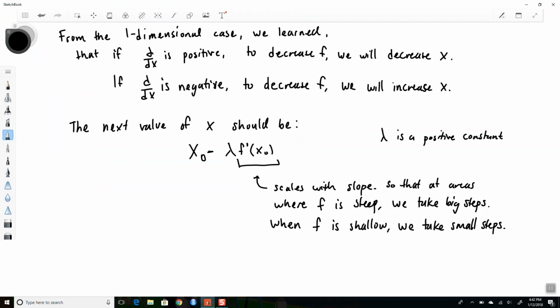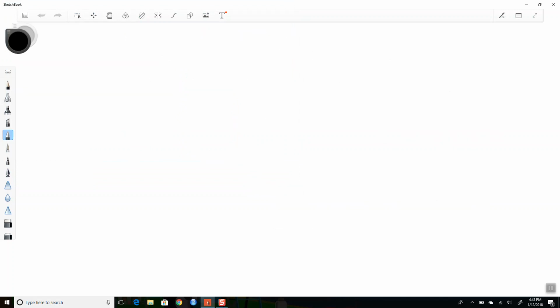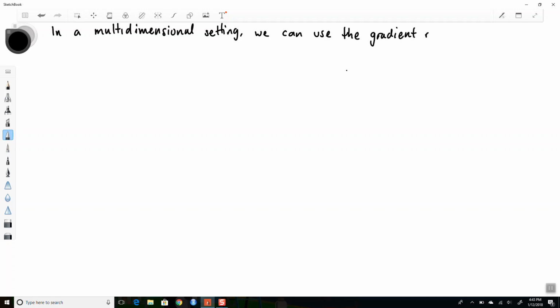So this was the one-dimensional case, and all I'm basically going to do is replace the derivative with the gradient, and that will be our multi-dimensional case, right? So in a multi-dimensional setting, we can do the same. We can use the gradient rather than the derivative.